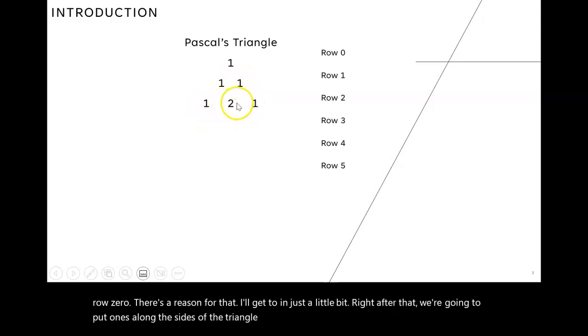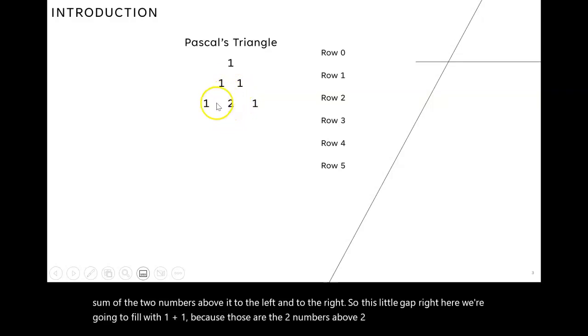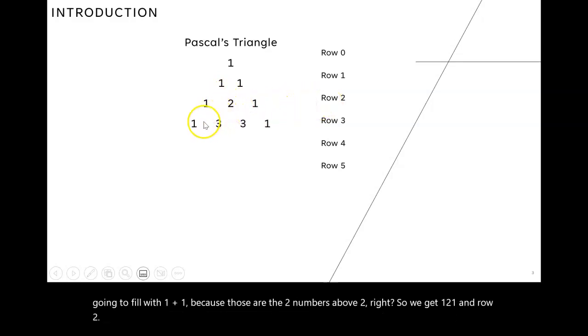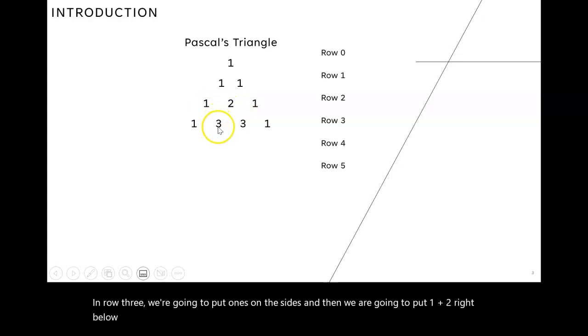All right, after that, we're going to put 1s along the sides of the triangle. And then every number in the middle is going to be the sum of the 2 numbers above it to the left and to the right. Right, so this little gap right here, we're going to fill with 1 plus 1 because those are the 2 numbers above it. All right, so we get 1, 2, 1 in row 2. In row 3, we're going to put 1s on the sides. All right, and then we are going to put 1 plus 2 right below those 2 numbers, which is 3. And then 2 plus 1 right below those 2 numbers, which is also 3.